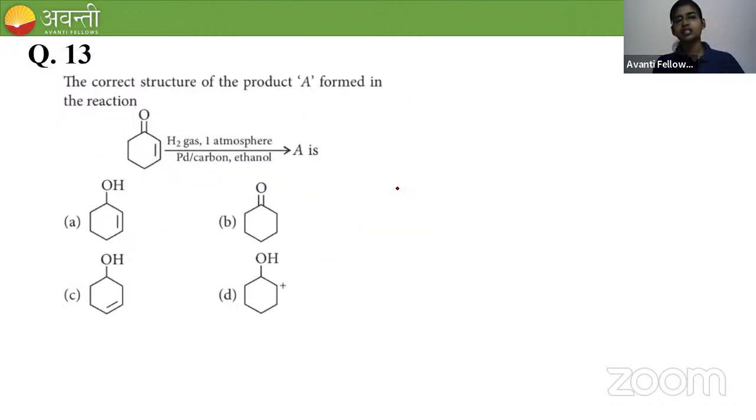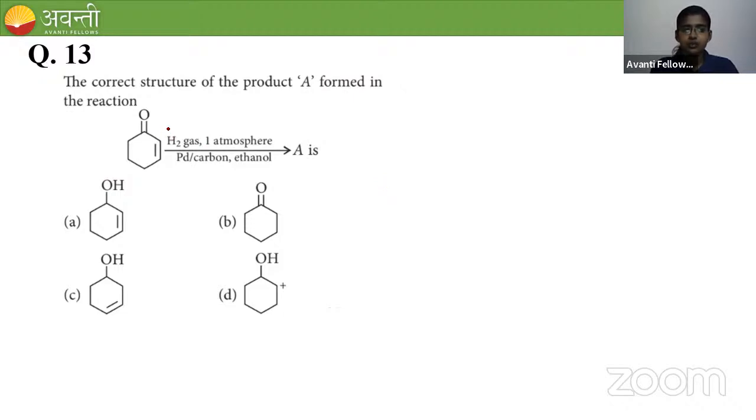So the correct structure of the product A formed in the reaction. You have to find out the structure A from the given reaction. So try to find out. Cyclohexenone is given, and the compound on treatment with hydrogen gas at 1 atmospheric pressure in presence of palladium on carbon as a catalyst and in presence of ethanol gives A. So what is compound A?